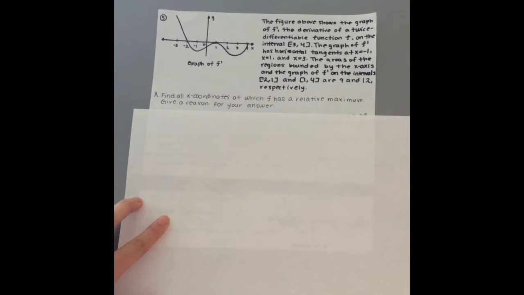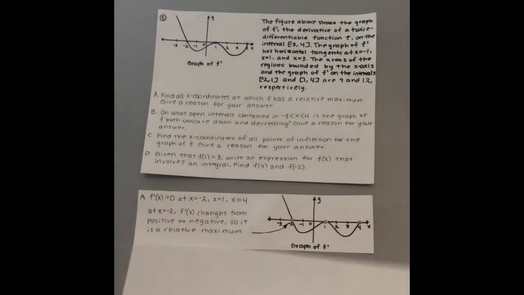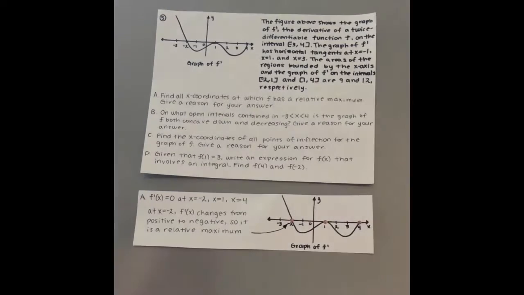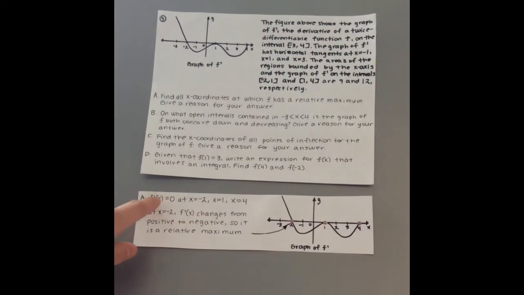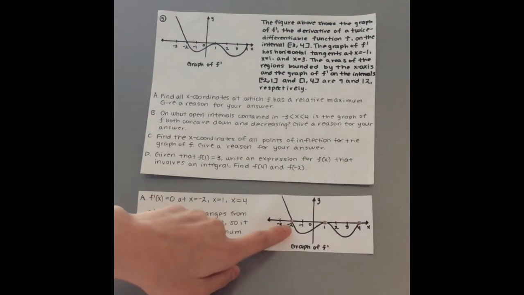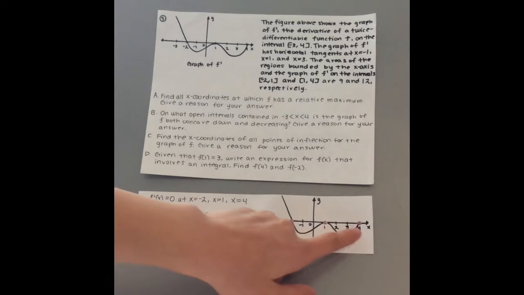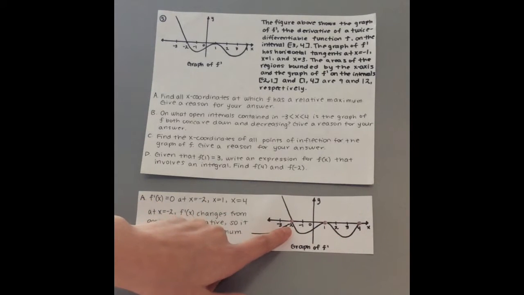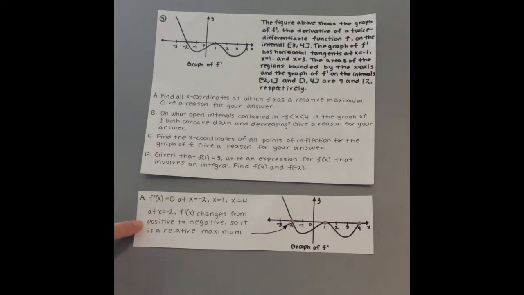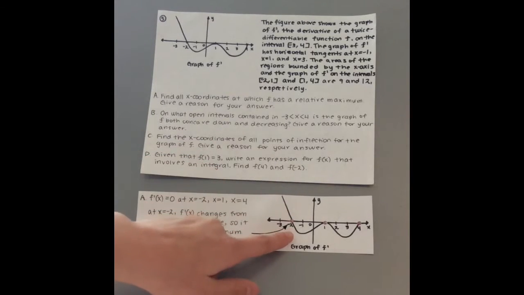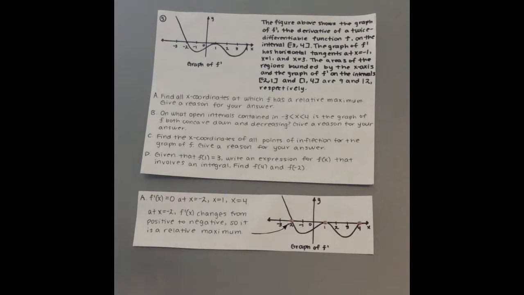Let's go back to part A, which asks us to find the x-coordinates at which f has a relative maximum, and to give a reason for our answer. So, as we can see from the graph, f prime of x equals 0 at x equals -2, x equals 1, and x equals 4. At x equals -2, f prime of x changes from positive to negative, so it is a relative maximum.